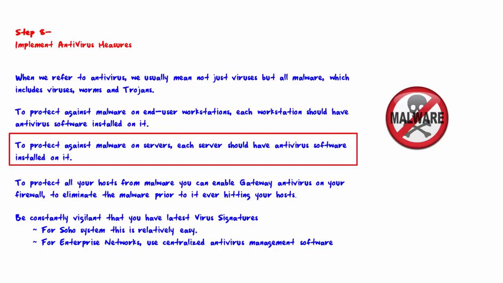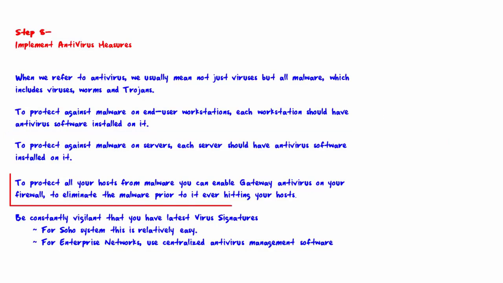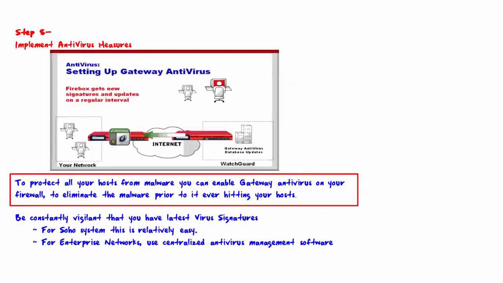The antivirus software that you install on servers may be specific to that particular type of server and is generally different than the antivirus software installed on the end-user workstations. To protect all hosts from malware, you can enable Gateway Antivirus on your firewall to eliminate the malware prior to it ever hitting your hosts. Note that Gateway Antivirus is not a substitute for host-based antiviruses that we referred to above.